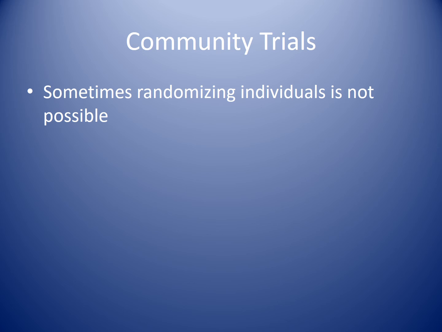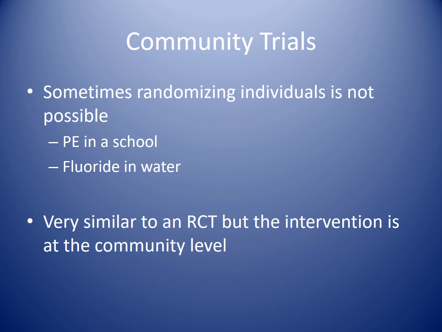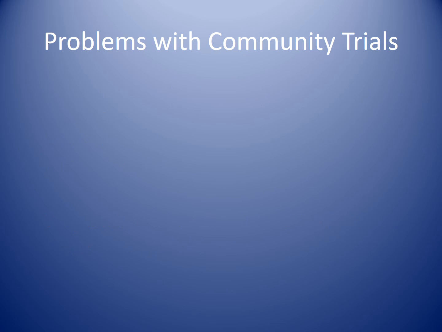I also want to mention community trials. Sometimes randomizing individual people isn't possible. For example, if you wanted to see the effects of physical education in a school or fluoride in a water supply, you can't give one individual fluoridated water and another individual not. So what they do is they randomize communities. So you might give one school physical education and one school would be the control group, or you might give one community fluoride in their water and a neighboring community would not get the fluoride. So really this is similar to a randomized control trial, but the level of intervention is different.